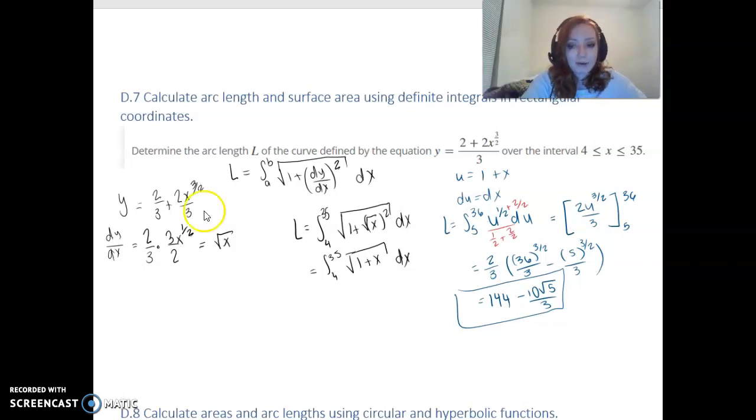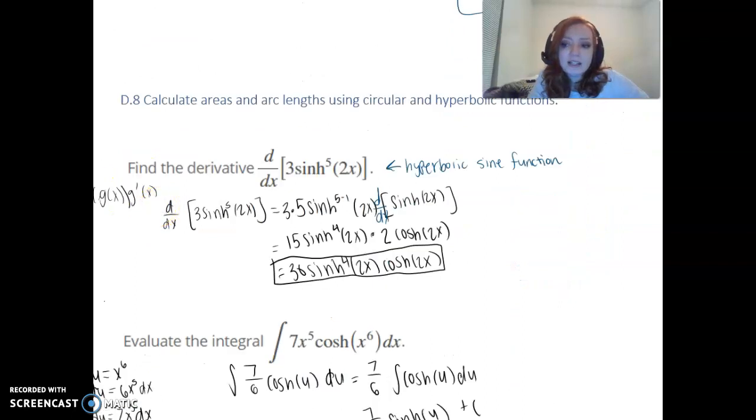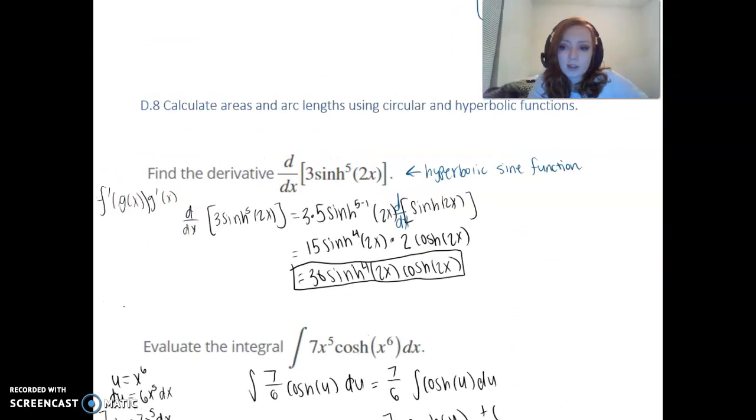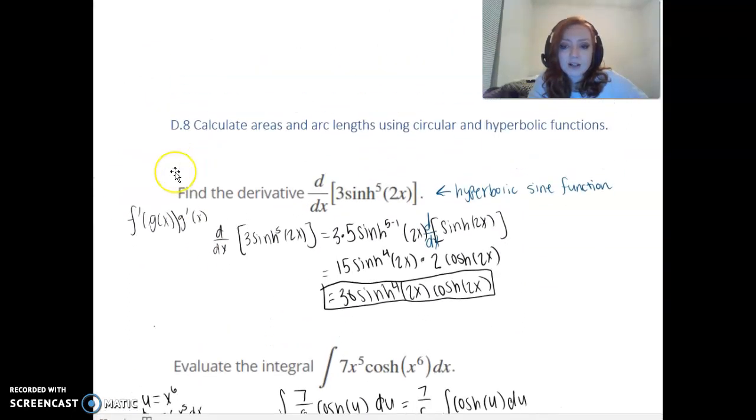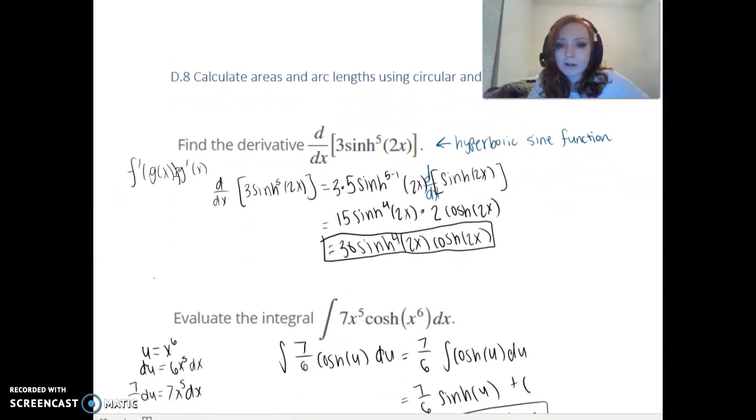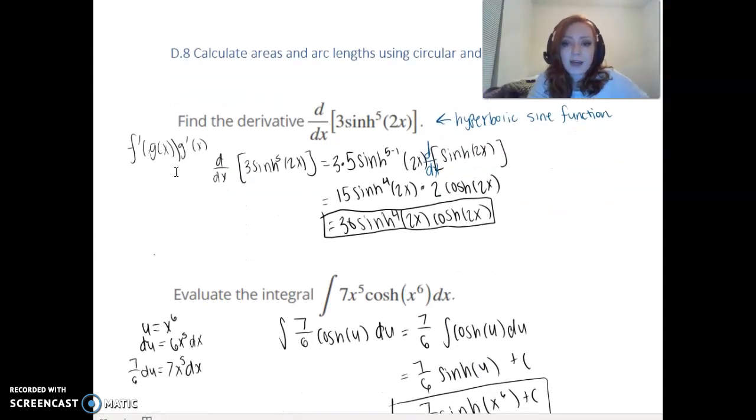We evaluate that. For D8, it was areas and arc lengths using circular and hyperbolic functions. We have sinh and cosh, and evaluating this, finding the derivative of this, and then the integral of the cosh.